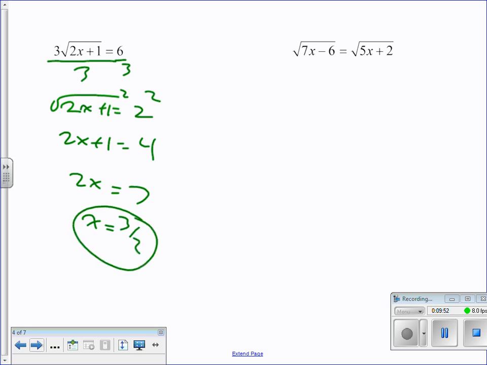And then I still have to try it in the original problem, see if it works. 2 times 3 over 2 is 3. 3 plus 1 is 4. Square root of 4 is 2. 2 times 3 is 6. We're good.